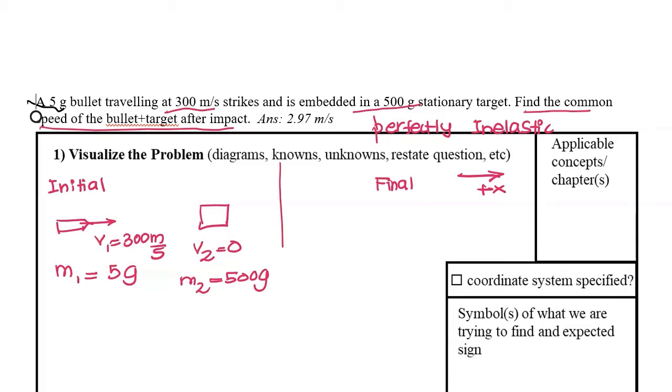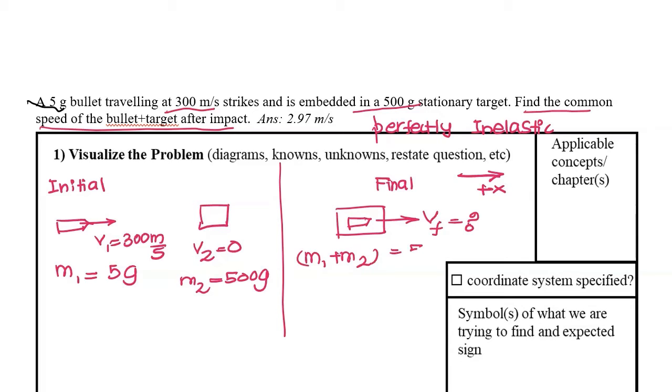Mass is 500 grams. And this is the final situation where the target and the bullet move as one system. And the speed is an unknown. That's what we're trying to calculate. But the combined mass of the system is 505 grams.